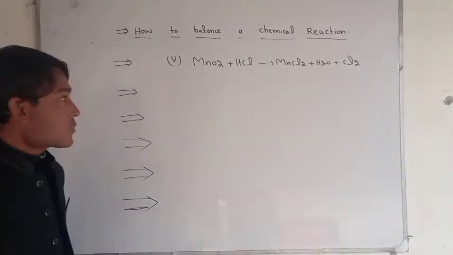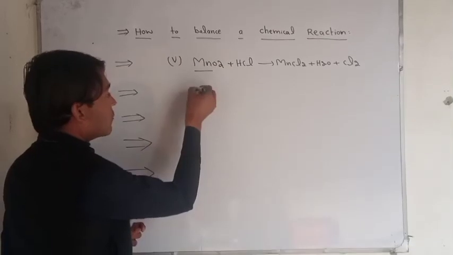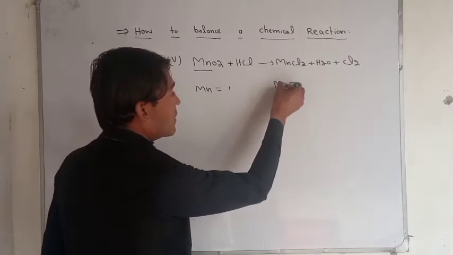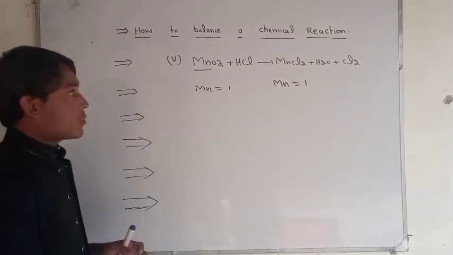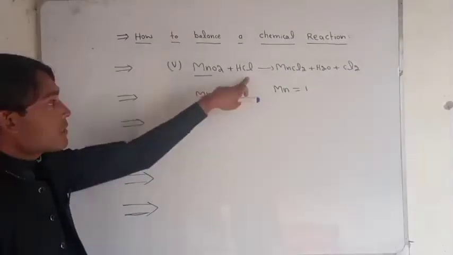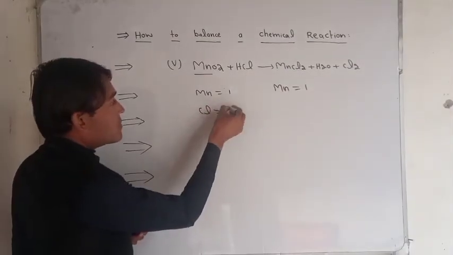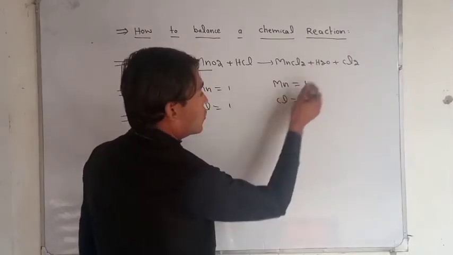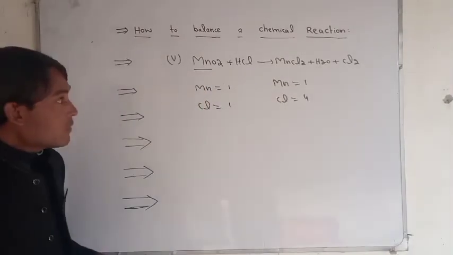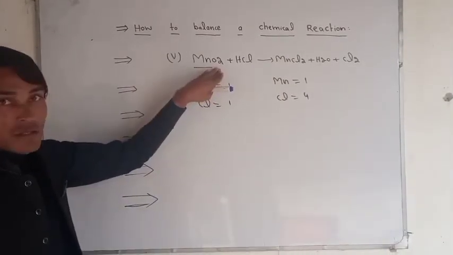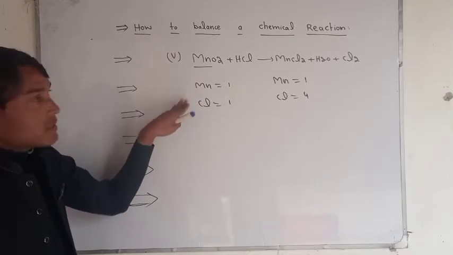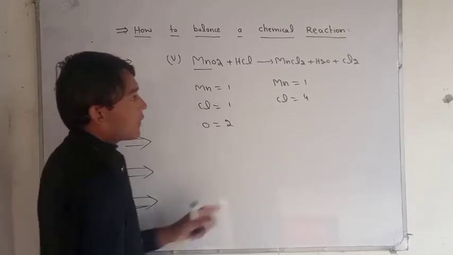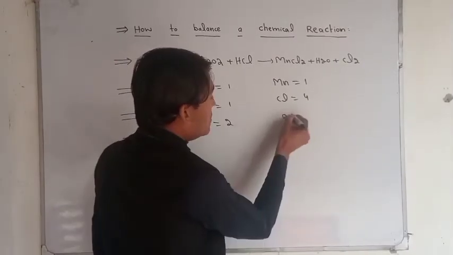Now let's see which one is the metal here. Manganese is the metal. The number of manganese is 1 on both sides. Now let's talk about the non-metal. The non-metal is chlorine. The number of chlorine is 1 on one side, and on the other side it is 4, since 2 twos are 4. Now let's balance oxygen, because the metal and non-metal are balanced. The number of oxygen is 2 on one side and 1 on the other.